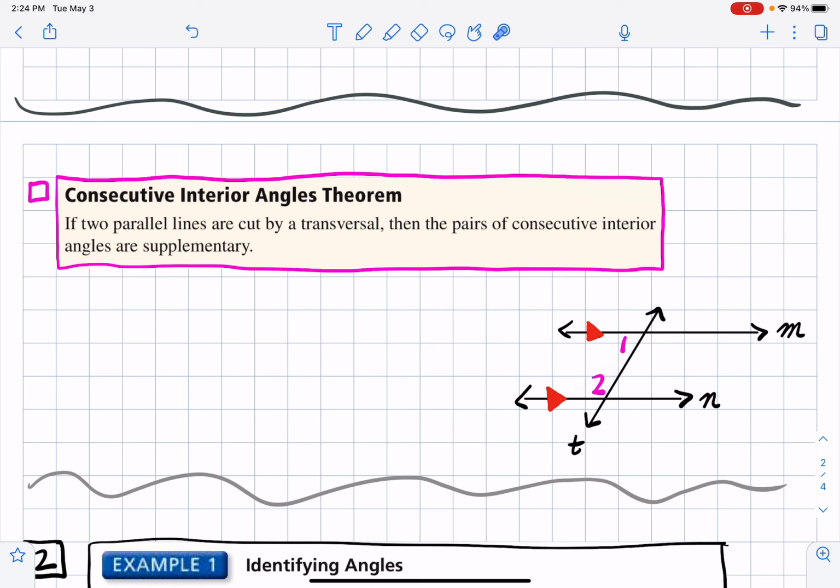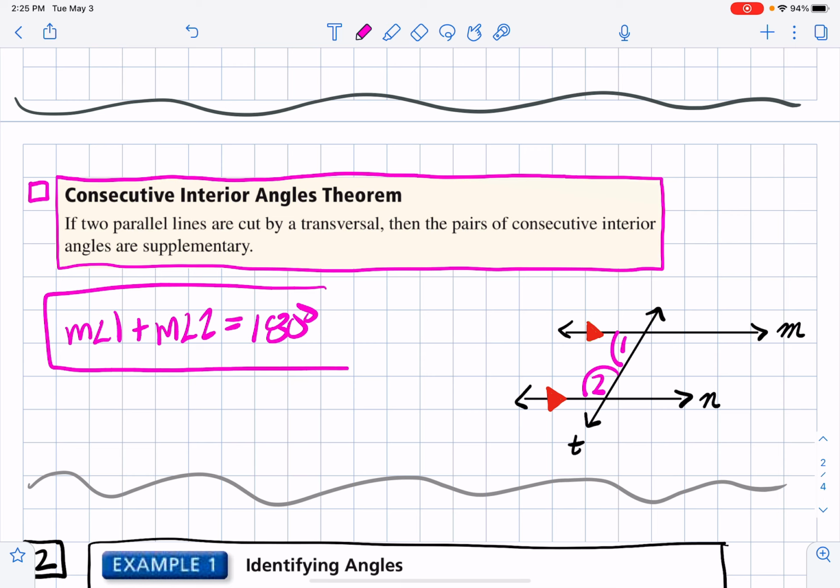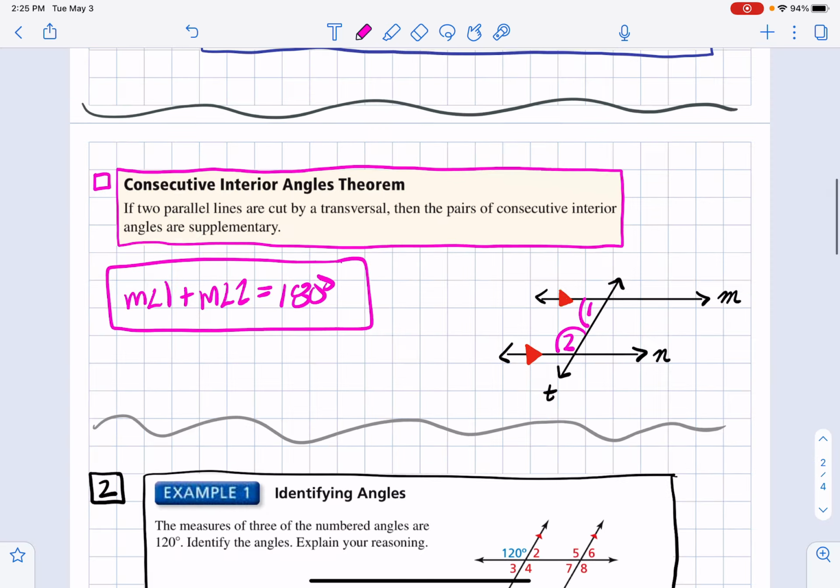Interior means on the inside of our parallel lines. So angle 1 and angle 2 are consecutive interior, and the theorem says the measure of angle 1 plus the measure of angle 2 has to be supplementary, meaning 180 degrees. So these two angles here collectively make 180 degrees. That is our consecutive interior angles theorem. Okay, that's everything you need for box 1. Lots of theorems there.